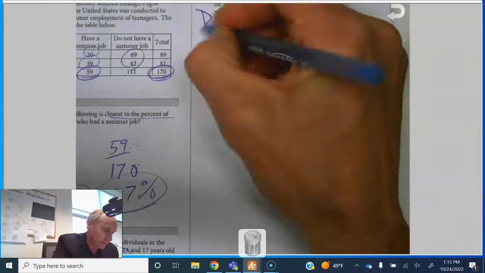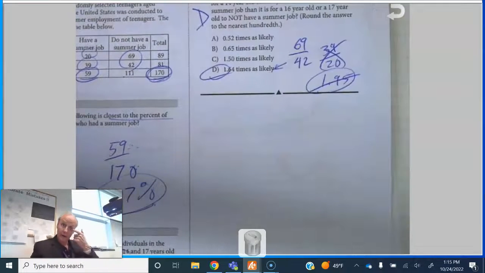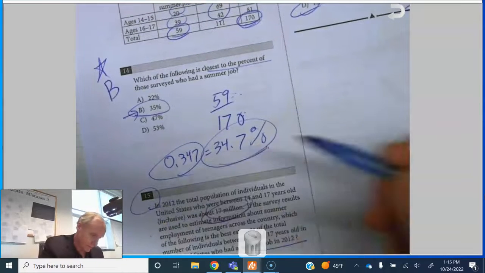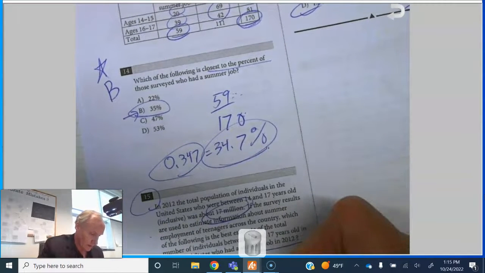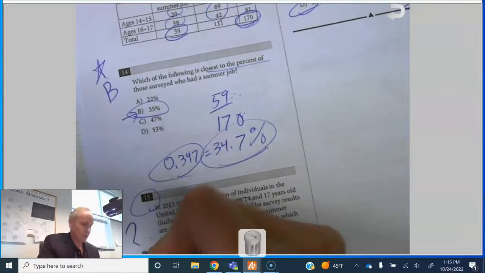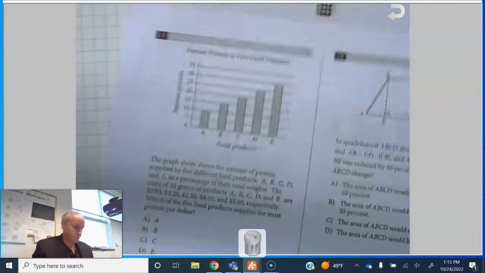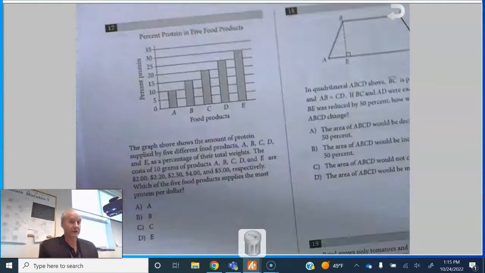It's D, and I'm absolutely certain. Still not sure what's going on with question number 15, though. Put a question mark next to it. Man, I'm going really slow.